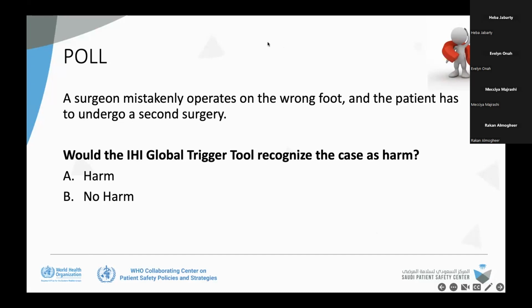Okay, half of the participants are engaging actively. Okay, we can share the result now. 97 of our participants think that in this scenario, according to the IHI global trigger tool, it is recognized as harm because the patient has to undergo another surgery. Yes.